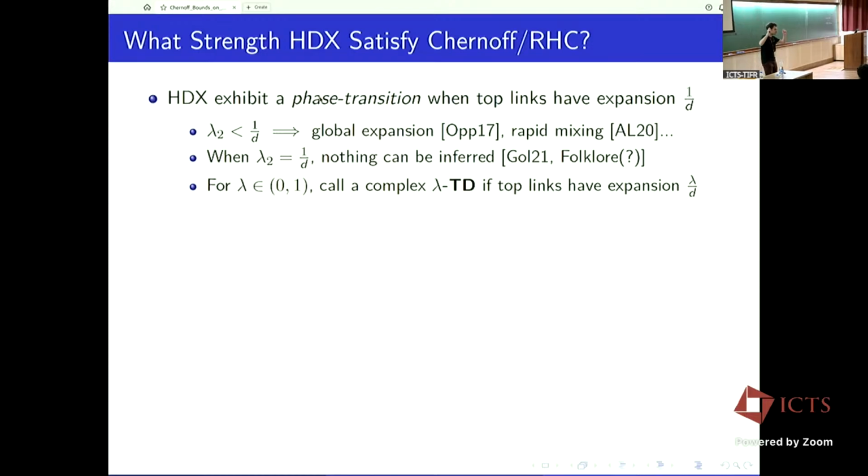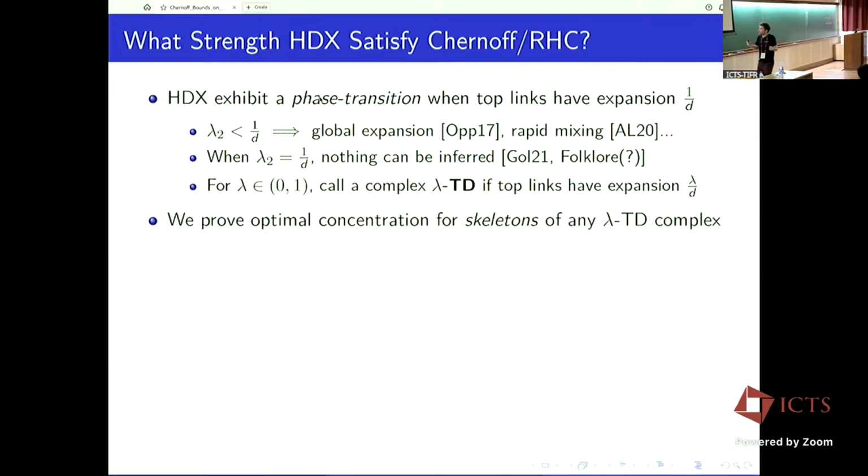So if it's just slightly under this barrier of 1 over D, where we know that you can't get any sort of strong local to global behavior. So we prove the following result. This is why I use D instead of K: if you take a skeleton of any lambda-TD complex, for any lambda less than 1, you will get optimal concentration.